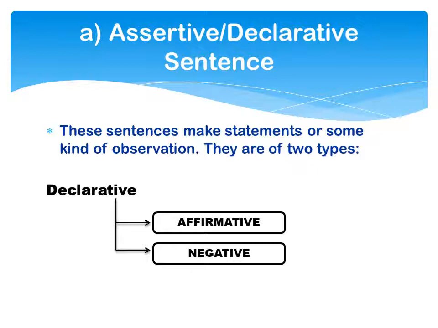First, assertive or declarative sentence. What is the assertive or declarative sentence? The definition is given here. These sentences make statements or some kind of observation. They are of 2 types. First, affirmative, and second, negative. So, affirmative and negative sentences are part of assertive or declarative sentence.